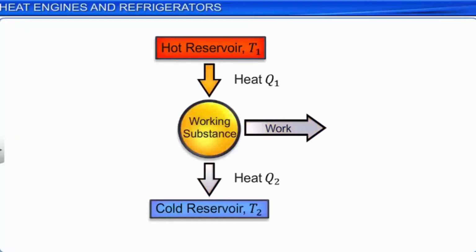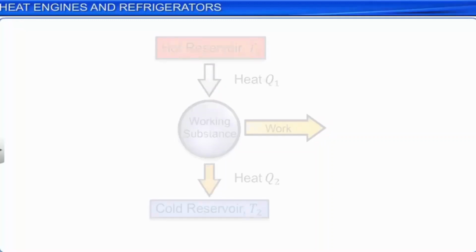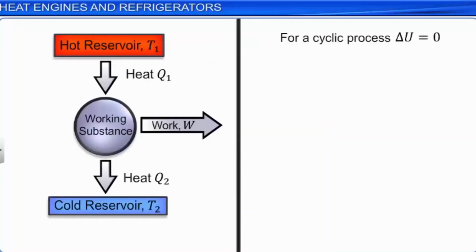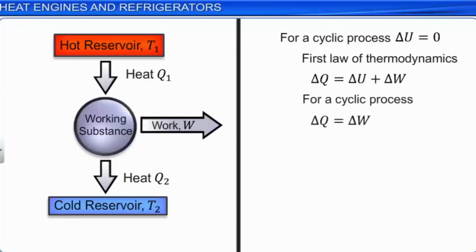In a cyclic process, the initial and final states of the system are the same, and hence there will be no change in its internal energy. That means delta U is equal to 0. But according to the first law of thermodynamics, we have delta Q is equal to delta U plus delta W. Therefore, for a cyclic process, delta Q is equal to delta W. As the heat absorbed and heat rejected by the system are Q1 and Q2 respectively, delta Q is equal to Q1 minus Q2. Since the work done by the system is W, we get Q1 minus Q2 is equal to W. Let this be equation 1.